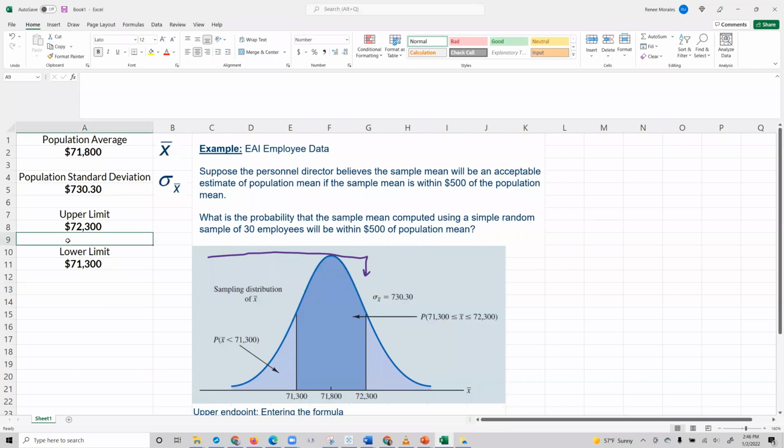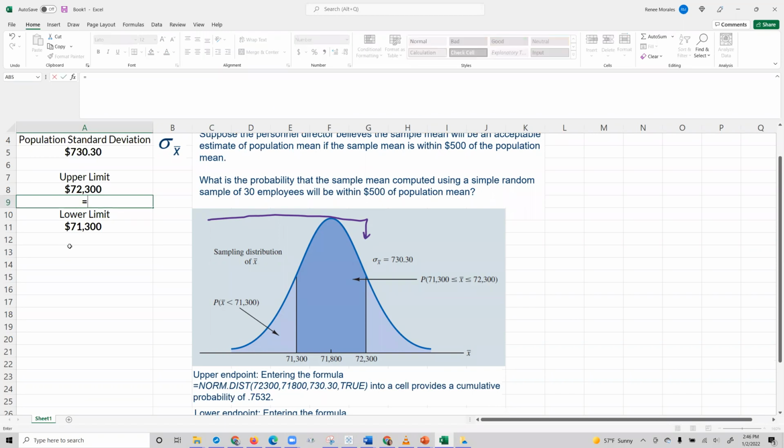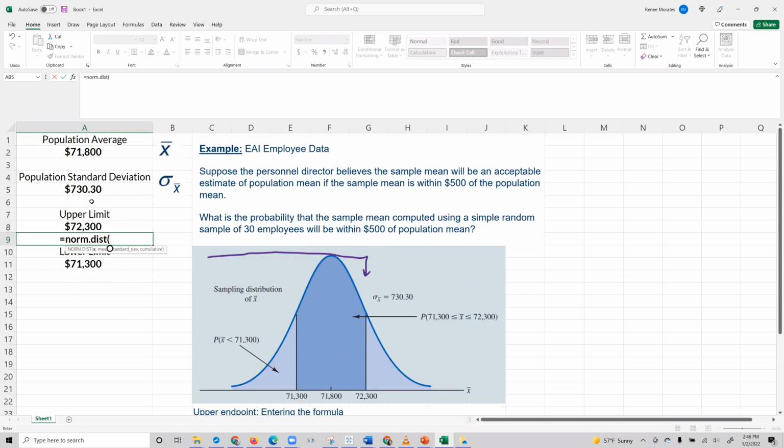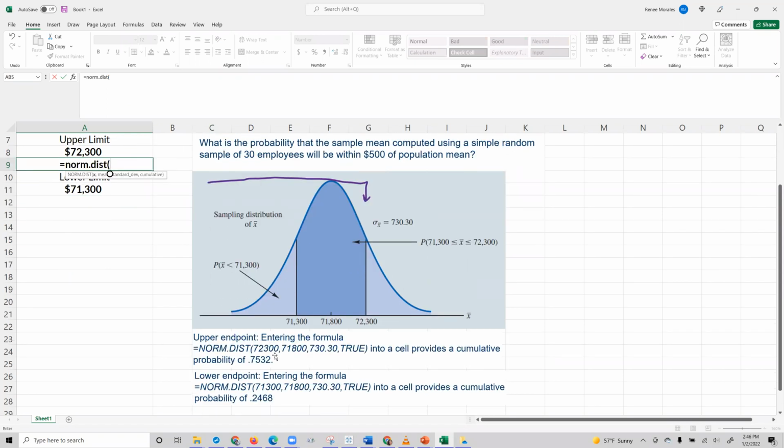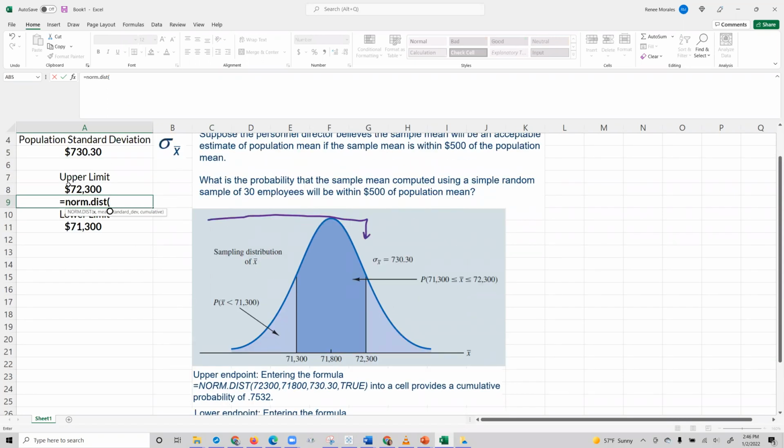So let's do that here using this upper limit. And you can see the formula once I start typing it in here. Norm.Dist, you'll see it come up in Excel, and it gives you the information. So this says, what is your value? That's the upper limit that I'm looking at, and you can see here, 72,300. So let's take a look at that. We're going to put that in there.